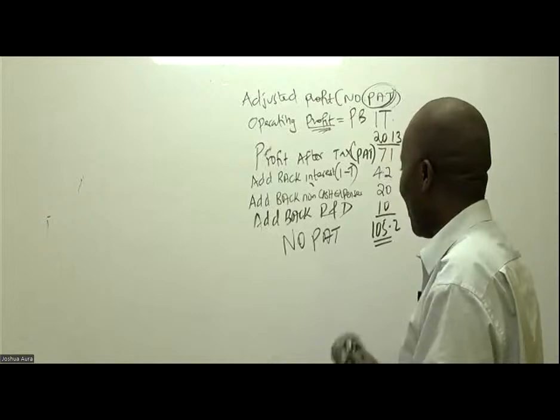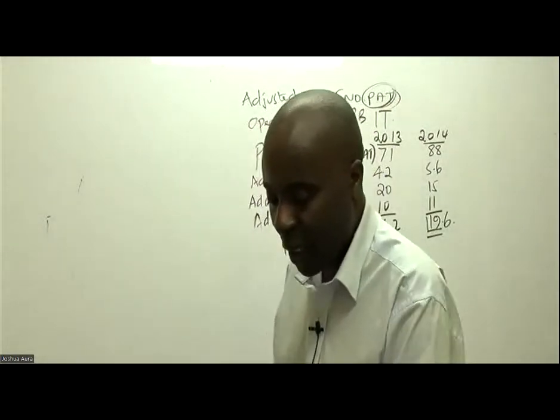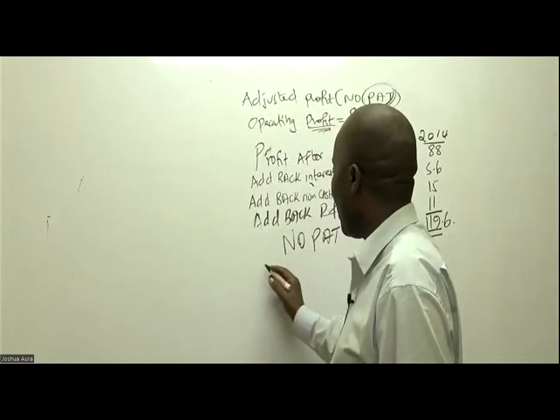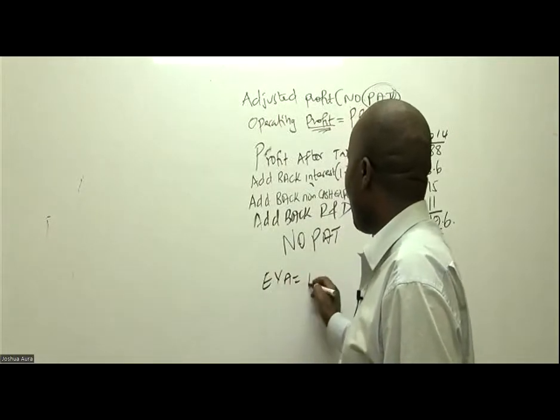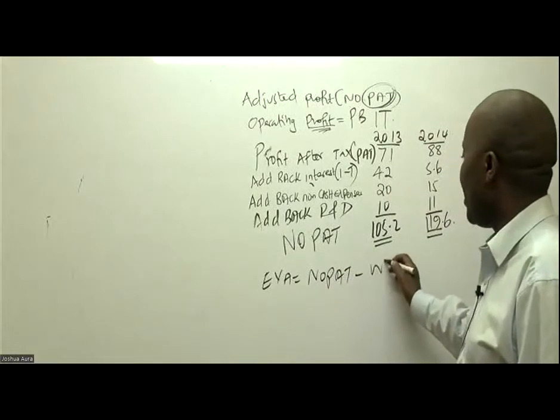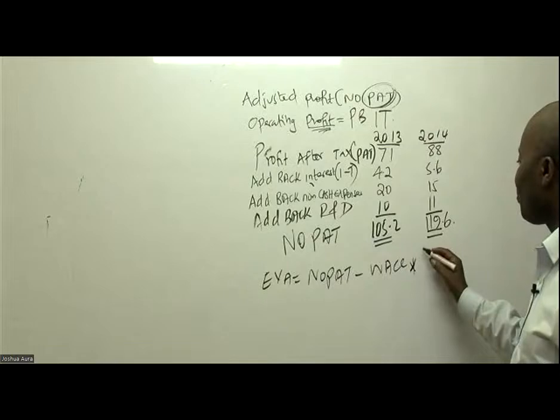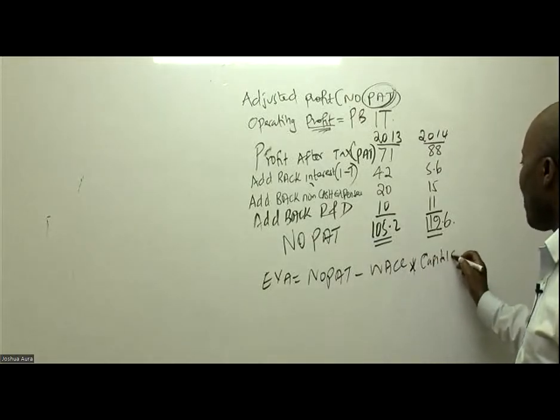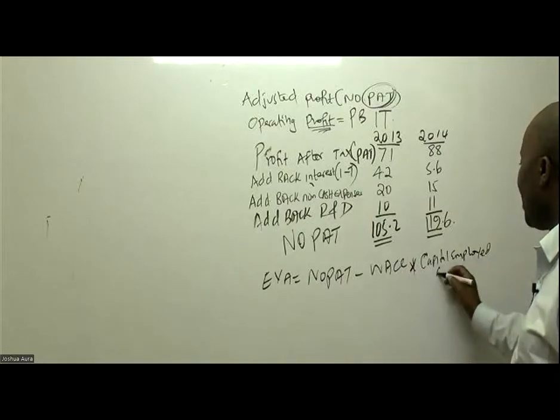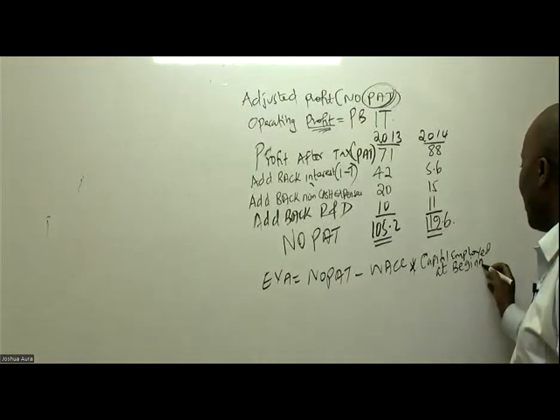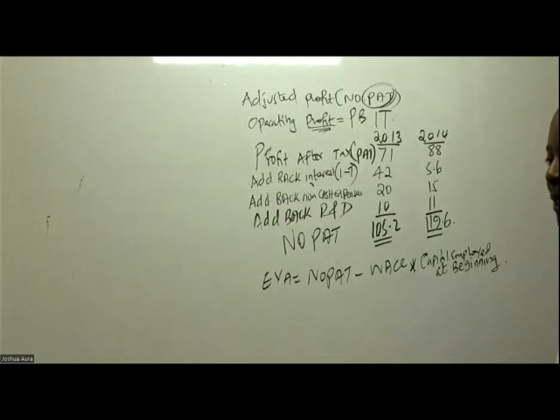Then the formula which I will use is this. I'll come and tell my examiner that EVA equals NOPAT minus WACC times capital employed at the beginning. Please write like that. Fatima, I've seen your question, I'll be able to address it. So EVA equals NOPAT minus WACC times capital employed at the beginning, not at the end.